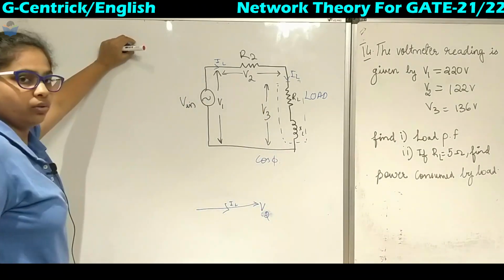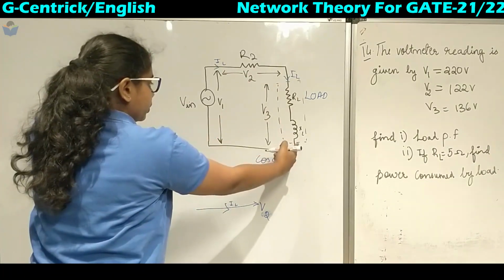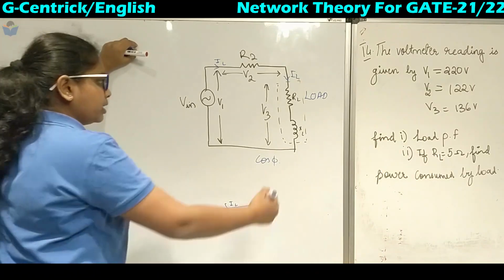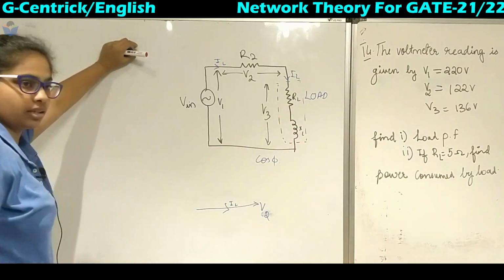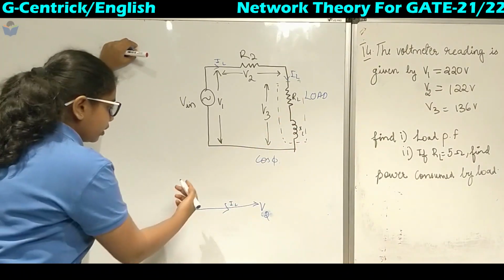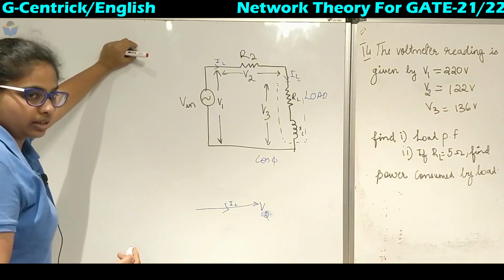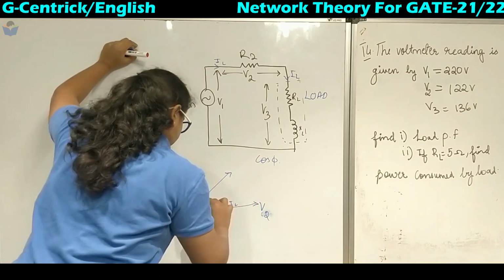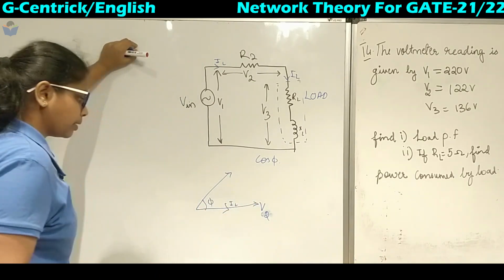Now it enters the load, so it is inductive. R plus L, it is inductive, but since the inductive circuit has some internal resistance in it, it will not lag by 90 degrees. So there will be some angle called phi.